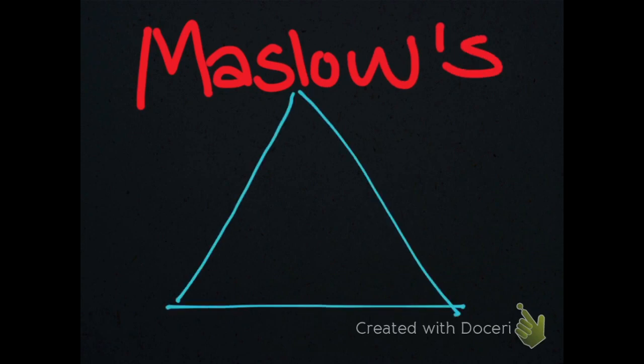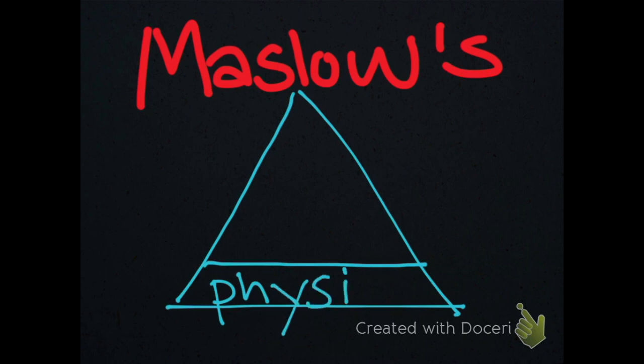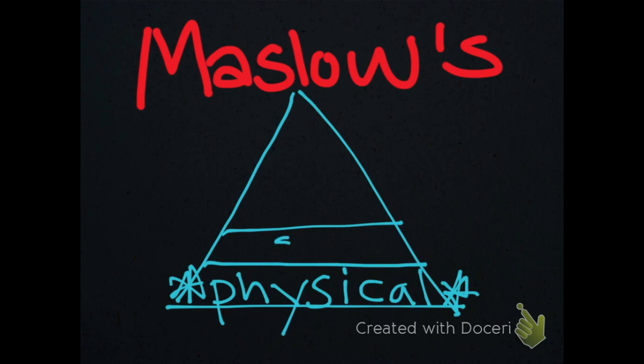So, a CNA also needs to be able to identify Maslow's hierarchy of needs. Maslow's theory categorizes human needs in order of importance. He describes how physiological or physical needs must be met before psychosocial needs can be met. In his diagram, he has a pyramid. At the base are the physical needs, such as oxygen, water, food, elimination needs, and rest. These basic physical needs must be met before you move up the pyramid.